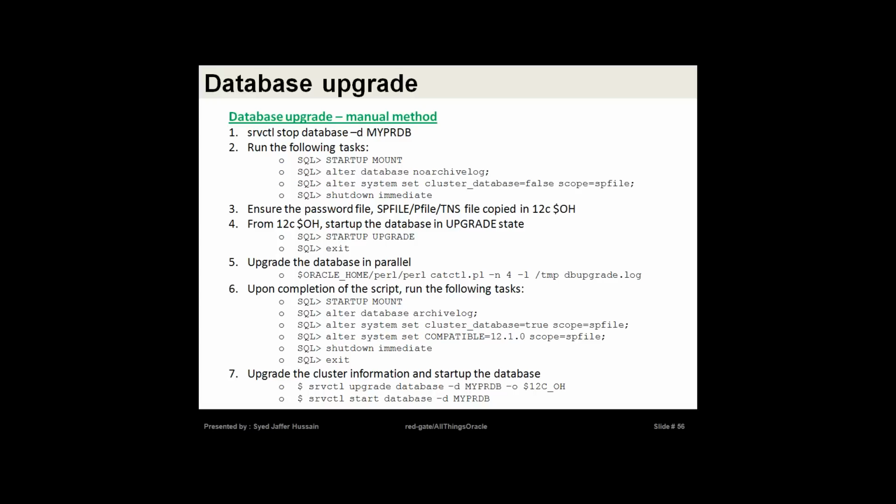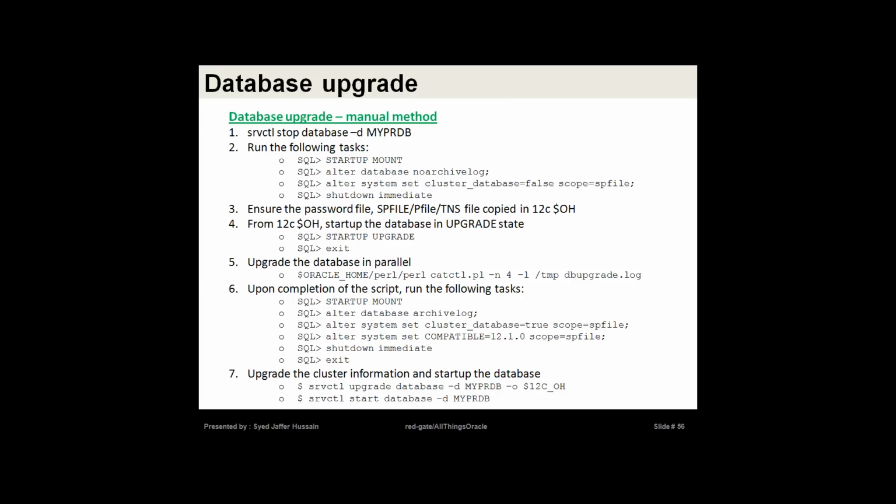On the prompt, you need to modify your current environment settings pointing to the 12c home. Then start up your database in upgrade mode. Startup upgrade, so your database will be started in upgrade mode. And if you intend to run your database upgrade in parallel, what you need to do is exit from the command prompt, go to the 12c home Perl directory, and run this command, catctl.